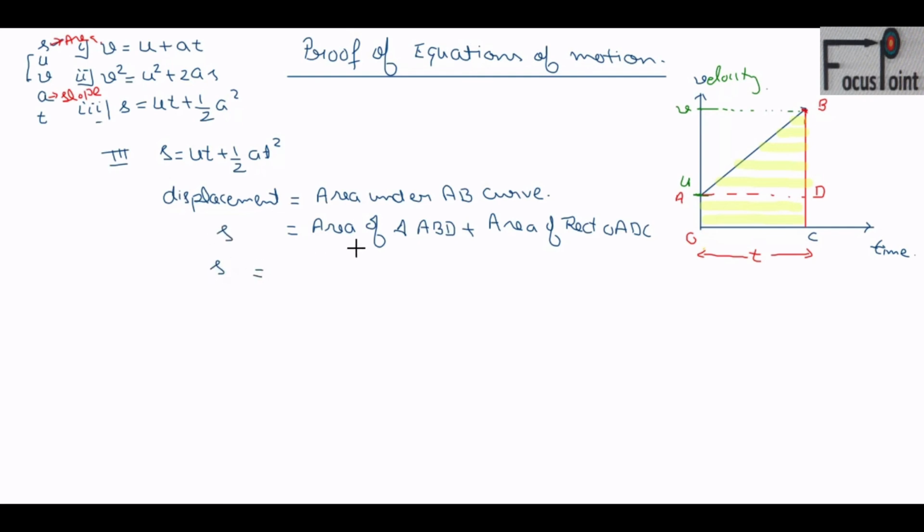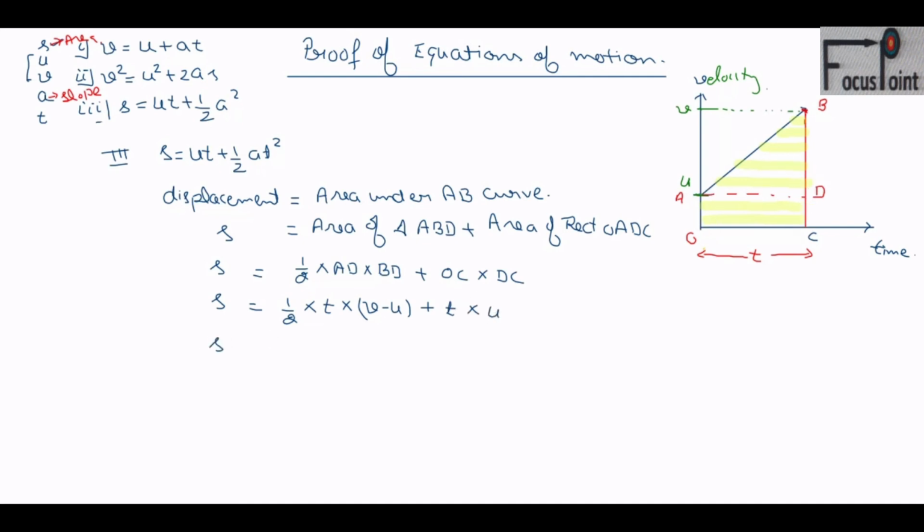Okay, so how will you calculate the area of this triangle ABD? That will be half into base into height. And what is the area of the rectangle? That is length into breadth. Okay, so now put the values. What is the value of AD? That is T. What is the value of BD? That is again V minus U, because I already told you horizontal lengths you have to take from the horizontal axis, vertical lengths from the vertical axis. Plus, what is the value of OC? Again T, into what is the value of DC? That is equal to U.